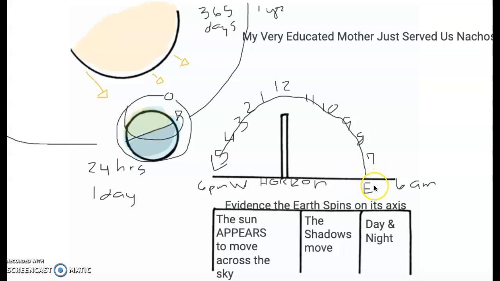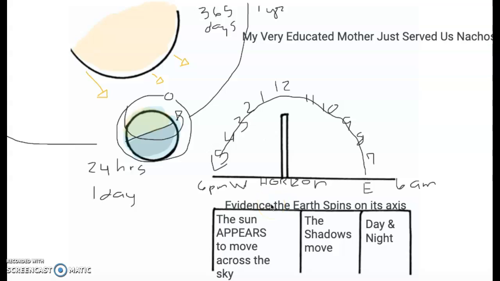So the sun, when you look at it from Earth, comes out in the east and goes all the way down to the west. The times here indicate the time and the position of the sun throughout the day. So at 7, the sun is going to be here, 8, 9, 10, 11, 12, 1, 2, 3, 4, 5, and then 6. This is the horizon.